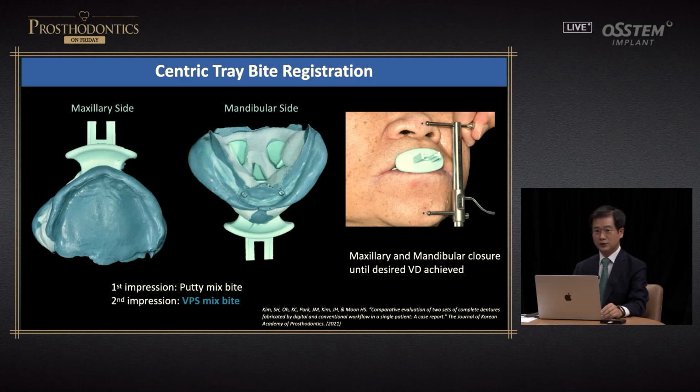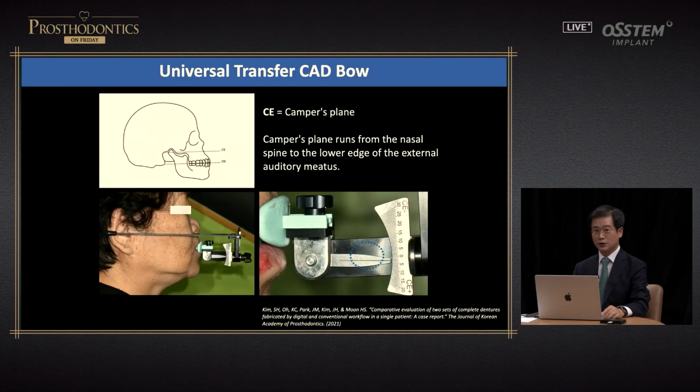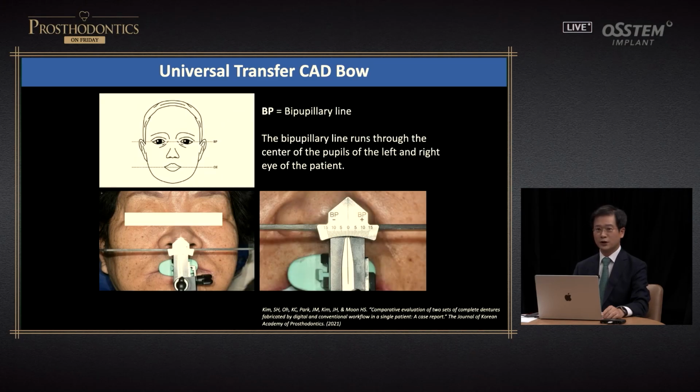And then I take a second impression to get more accurate data. Then the camper's plane is used to get the line, and then I use this to get the horizontal information.